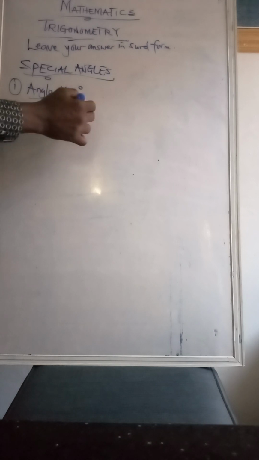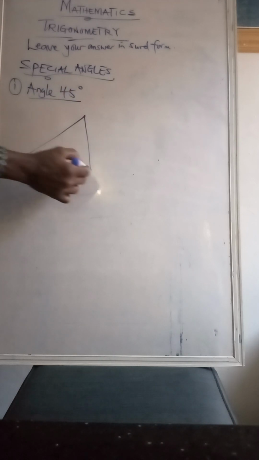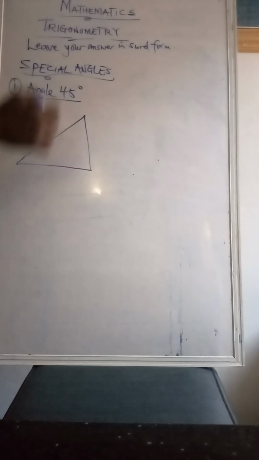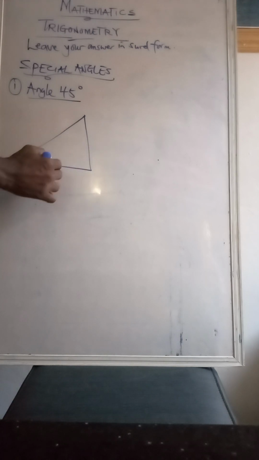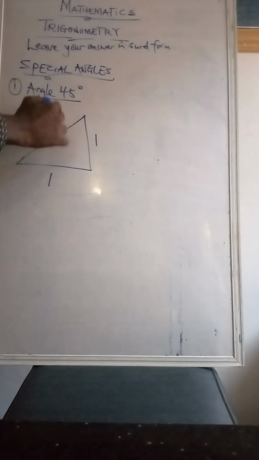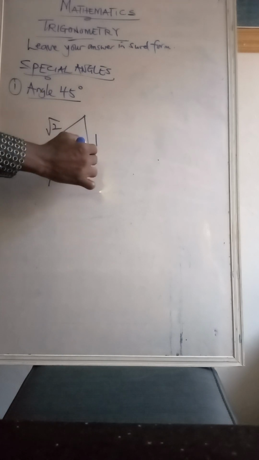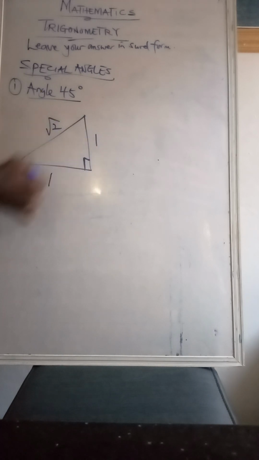So the first one is angle 45 degrees. Before you can create angle 45 degrees, you consider a right angle triangle with lengths 1, 1, root 2. Just memorize 1, 1, root 2. So this is where angle 90 is.